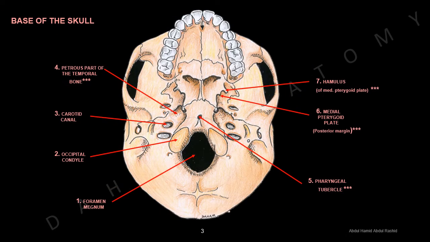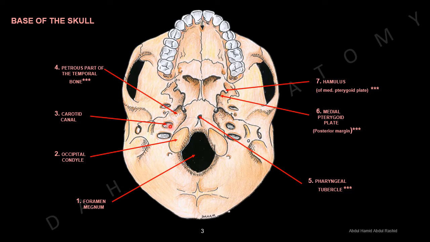This is the diagram of the base of the skull seen from below. This is in front, this is behind. Let's see the structures of the base of the skull. This is the biggest opening, called foramen magnum, number 1. On either side of it is the occipital condyle, which articulates with the first cervical vertebra, that is the atlas.